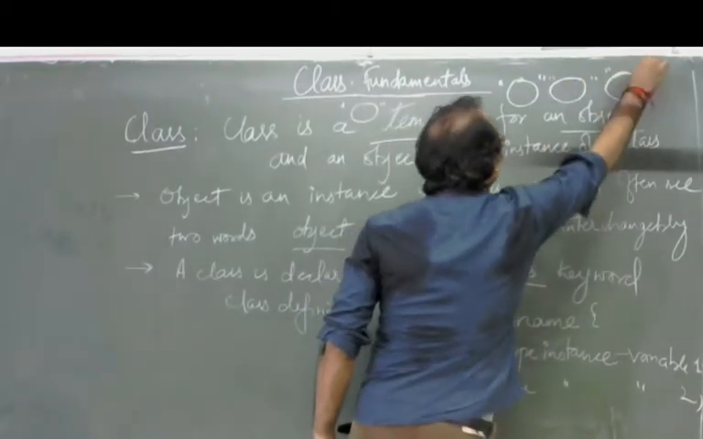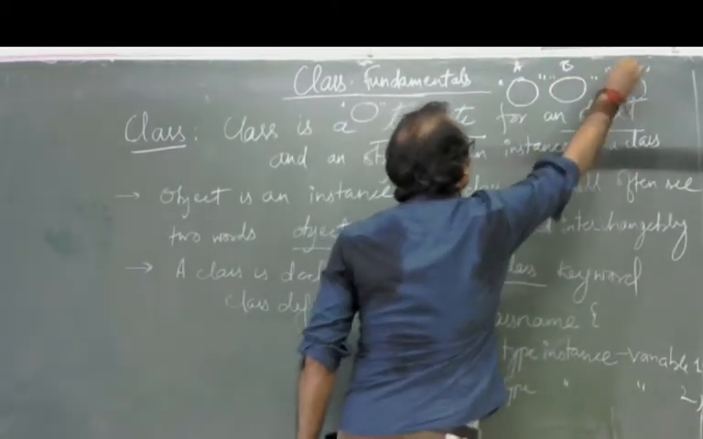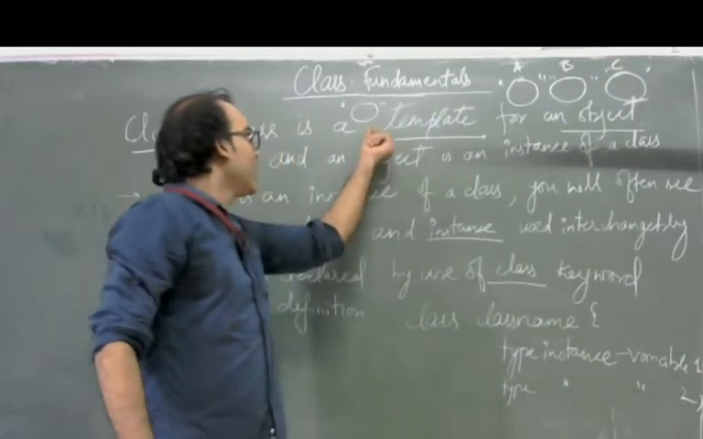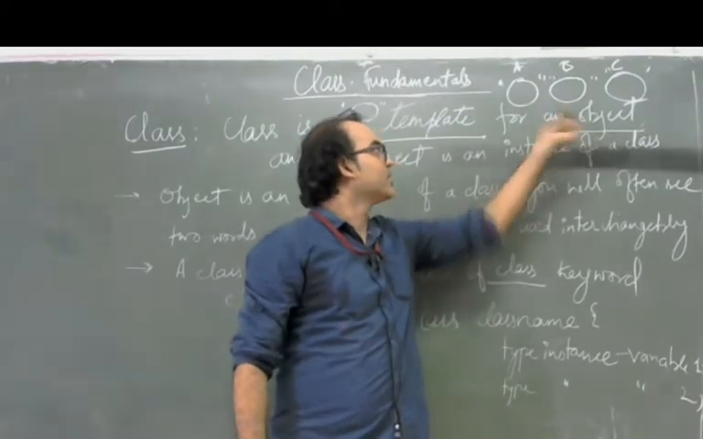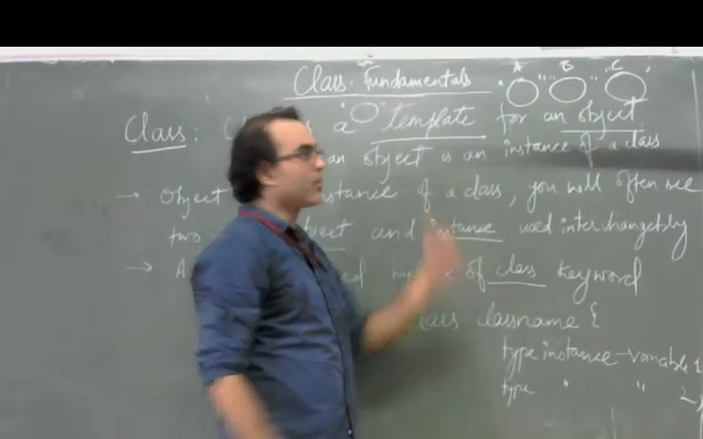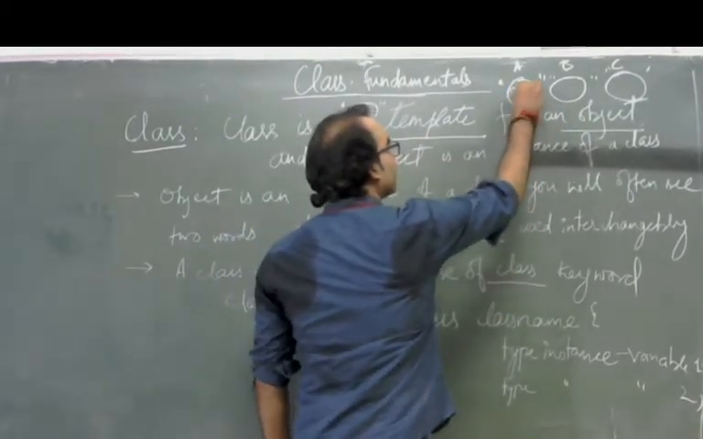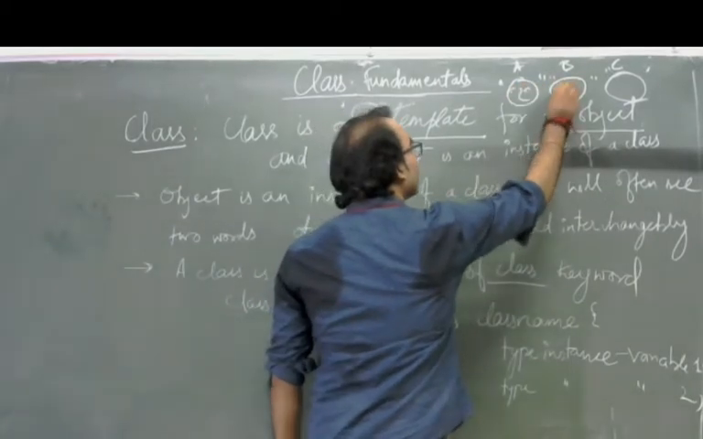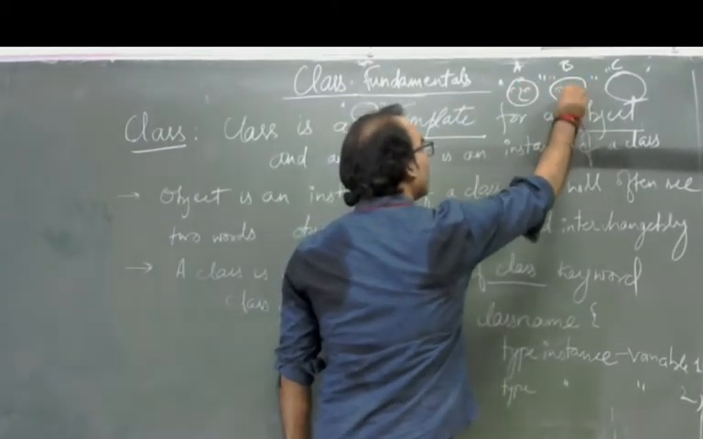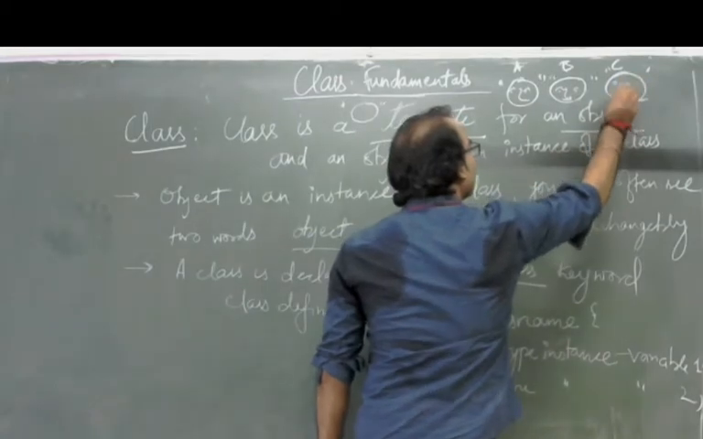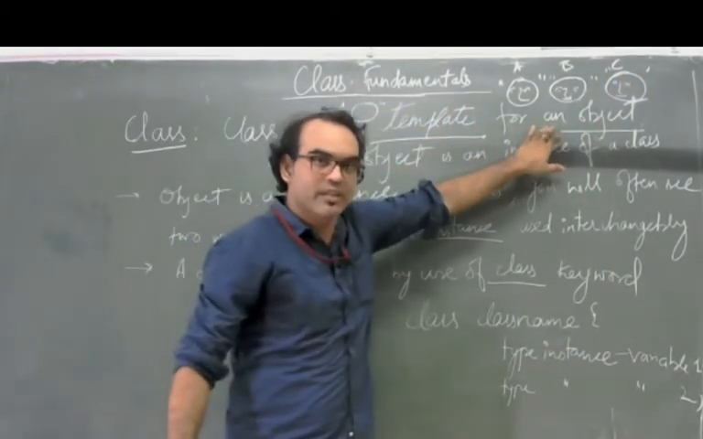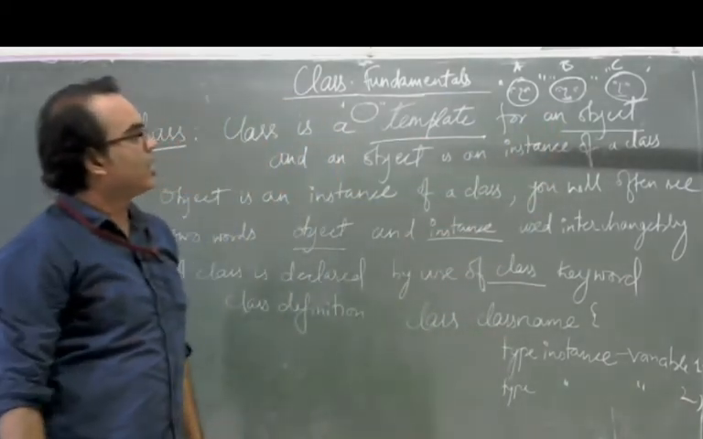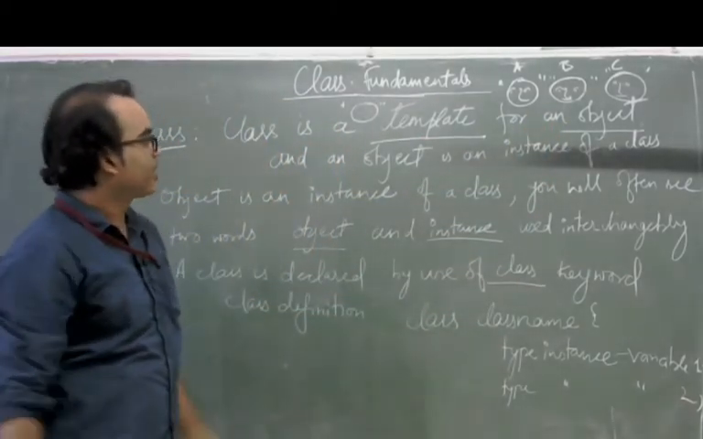I have three objects A, B, C. This is a class which is a template. We have three objects, A, B, C, and I am going to improvise them like this. Now this is our template and we have our three objects in the practical world.